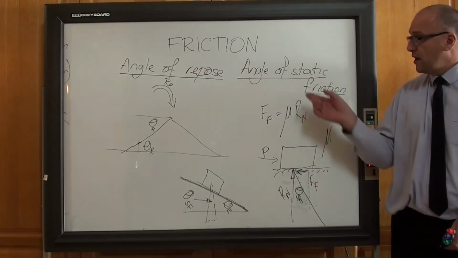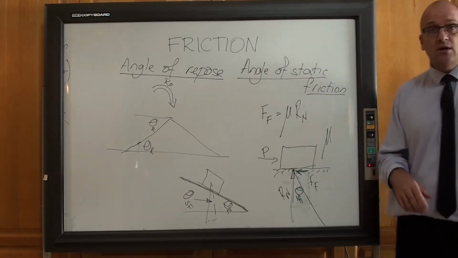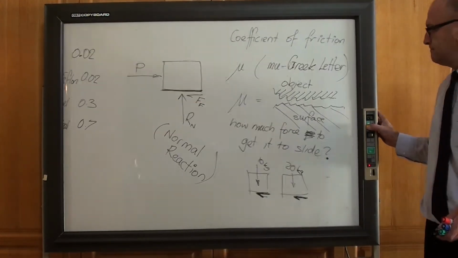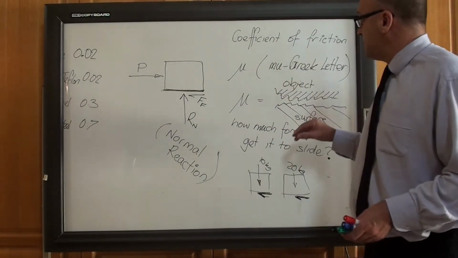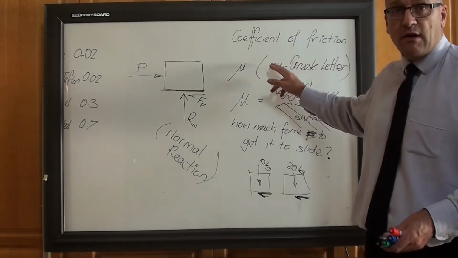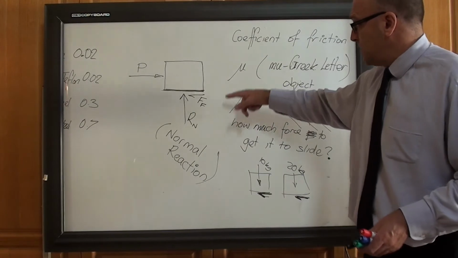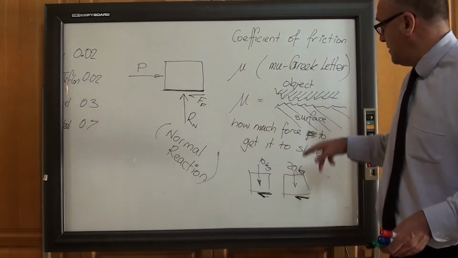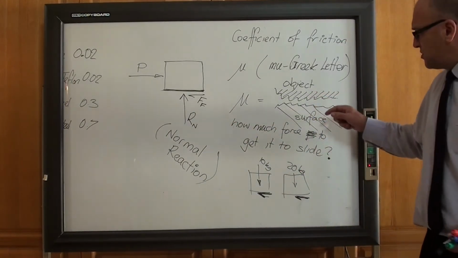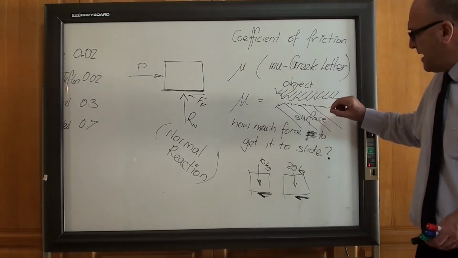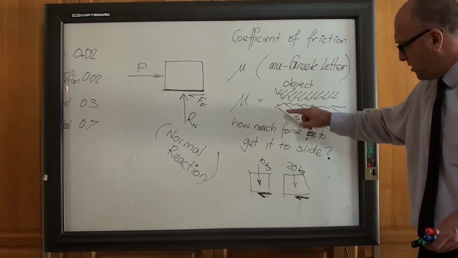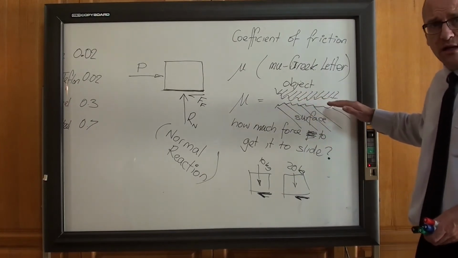In that last video, I talked about the angle of repose and the angle of static friction. Let's just have a quick look at what that actually means. The coefficient of friction is mu. It's a Greek letter, mu. It's like a U with a massive long tail. So it's basically related to what's happening between the object and the surface. It's looking at a macro scale, what's physically happening between the object and the surface.